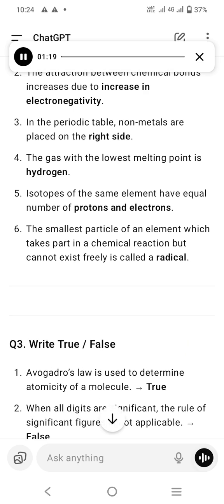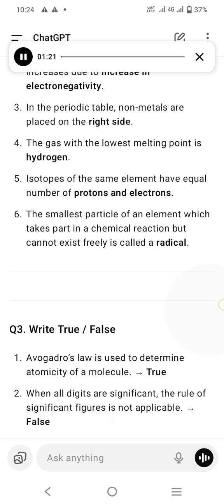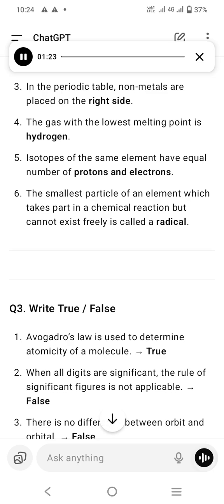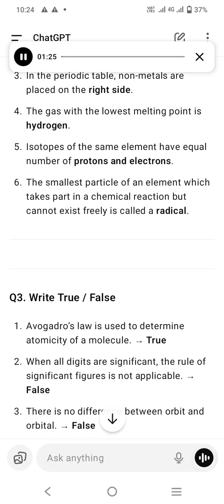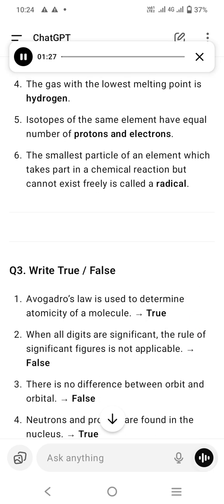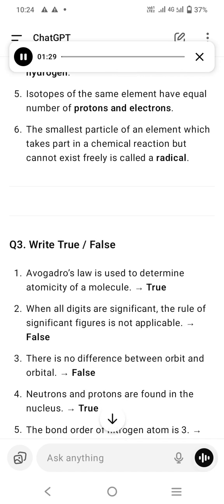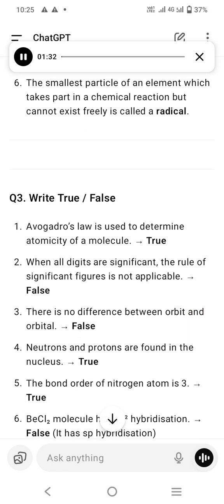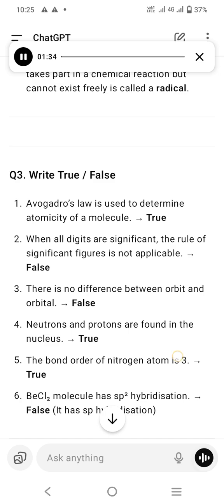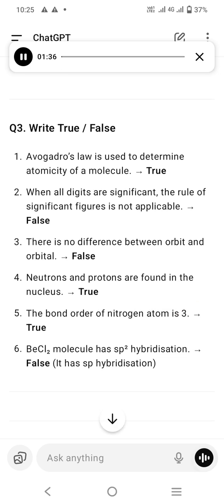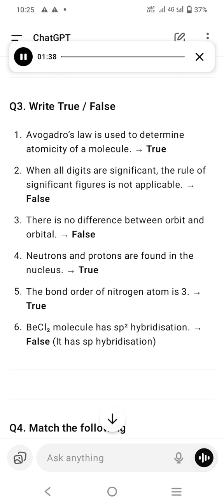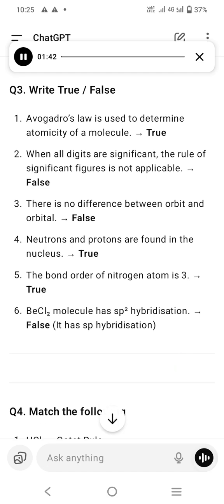5. Isotopes of the same element have equal number of protons and electrons. 6. The smallest particle of an element which takes part in a chemical reaction but cannot exist freely is called a radical. Q3. Write true or false. 1. Avogadro's law is used to determine atomicity of a molecule. True. 2. When all digits are significant, the rule of significant figures is not applicable.